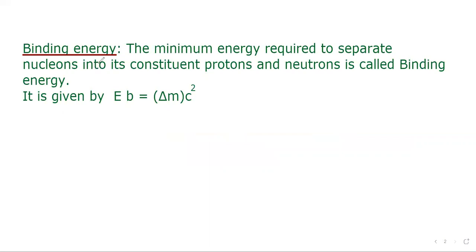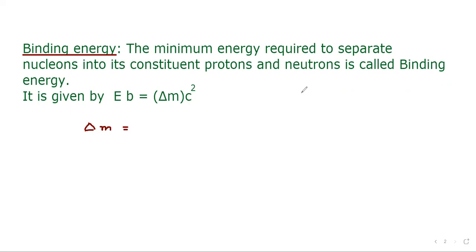Now let's see what binding energy is. The minimum energy required to separate a nucleus into its constituent protons and neutrons is called binding energy. It is given by EB equal to delta M C square. As we know, delta M is the difference between the sum of the masses of protons and neutrons and the mass of the nucleus.